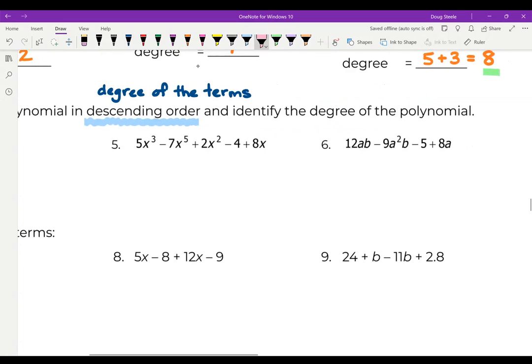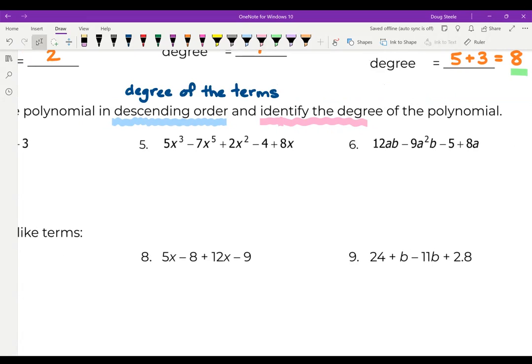Secondly, we're being asked to identify the degree of the polynomial. That's different than the degree of our term. We're not going to add them all up. We're actually just going to state the degree of the term with the largest degree. Oh, if I could spell largest, I apologize. So those are the two things we need to do.